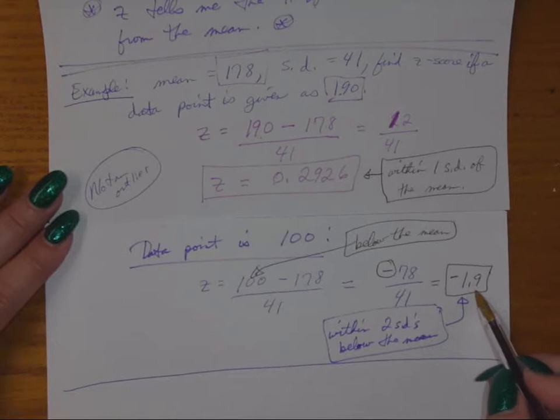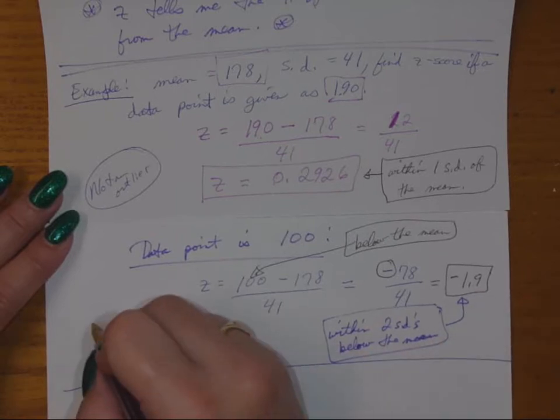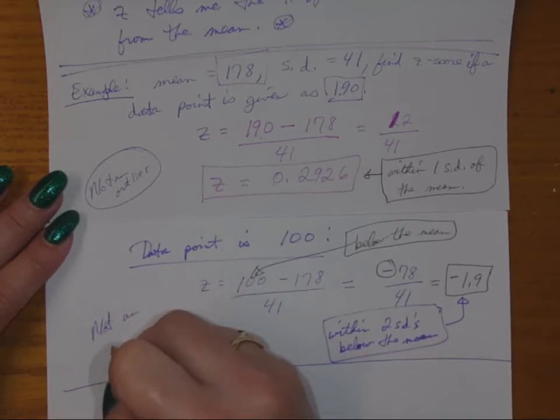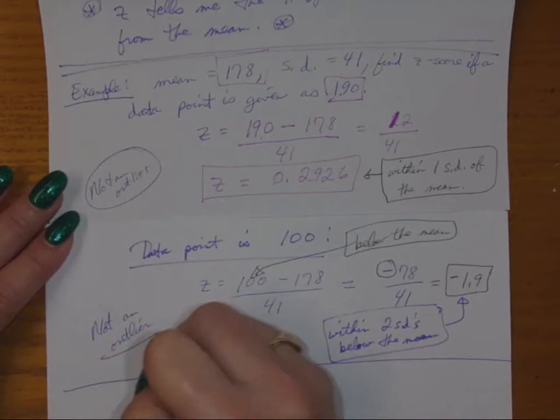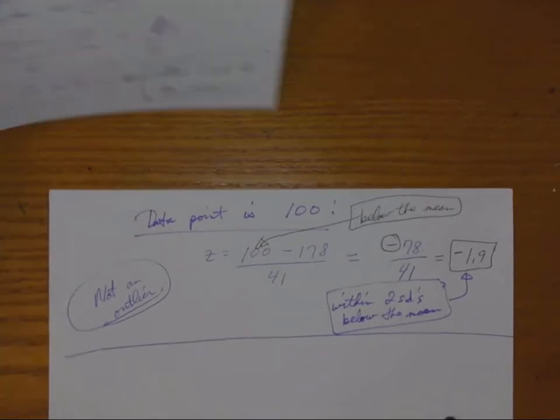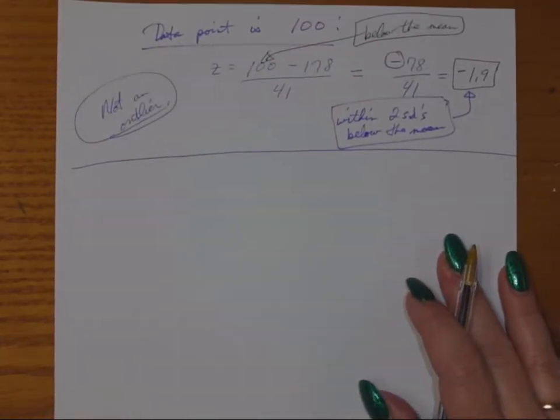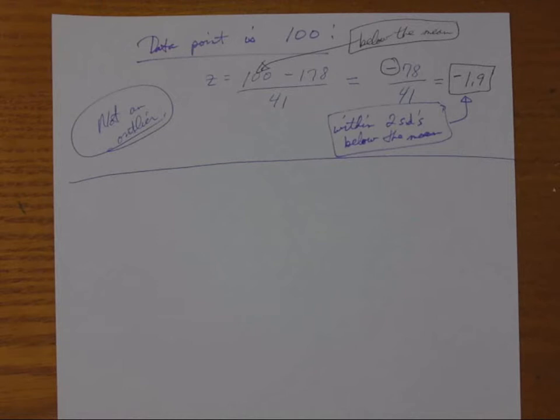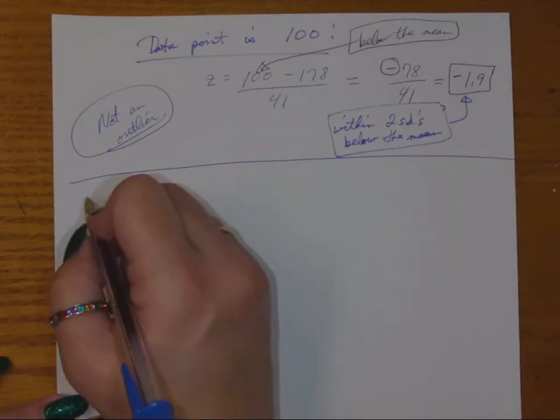Now it's getting close, right? It's very close to 2, but it's still not an outlier. Okay, so nope, still not an outlier. We're still not going to have a problem here. All right, so let's keep going on. We're dealing with standard deviations here. Okay, what if I gave you the example?